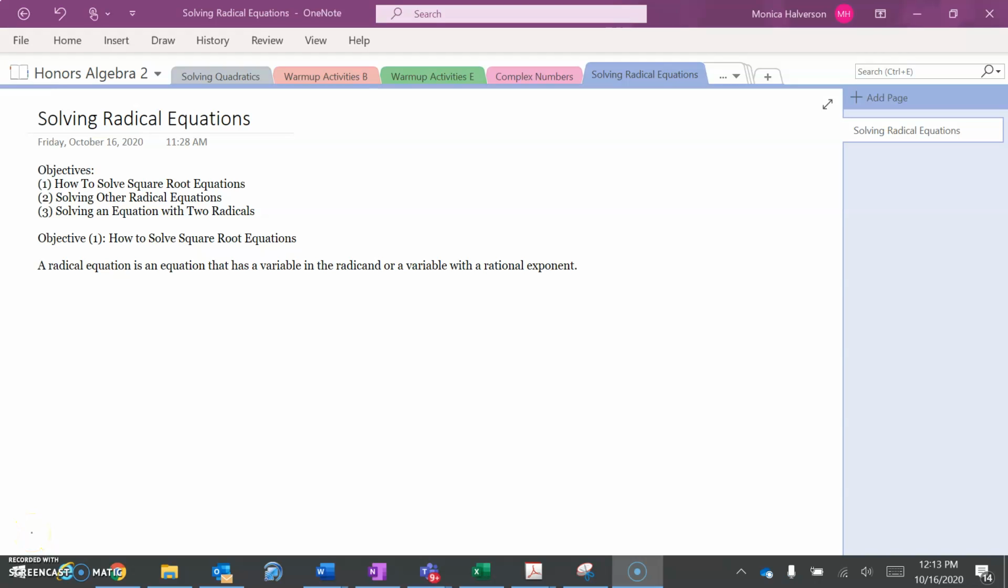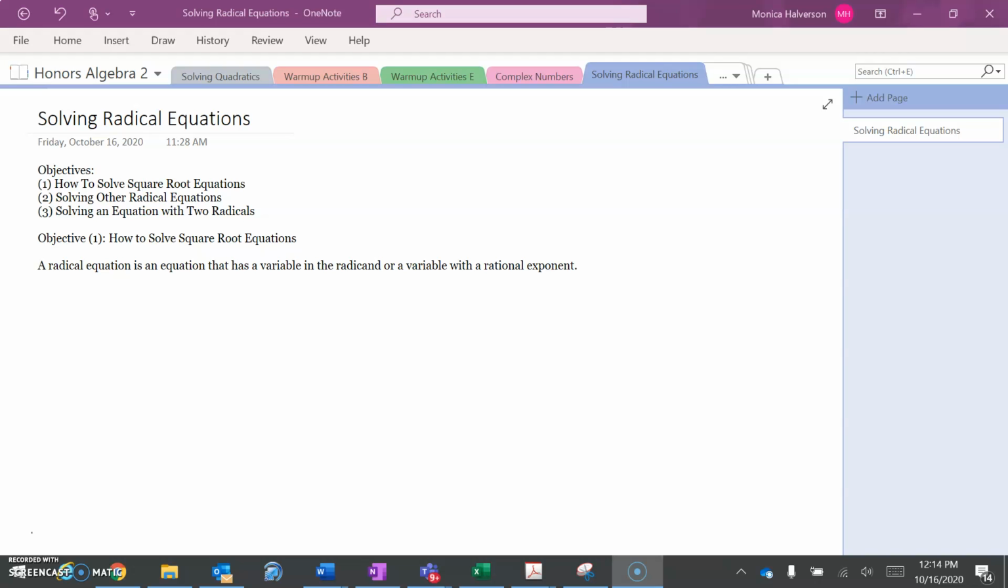Today we're going to be discussing how to solve radical equations. Everything we've done in the previous sections has focused on radical expressions where there was no equation sign. But now we're going to talk about how to solve radical equations. And we're going to focus on solving square root equations, solving other radical equations, and solving an equation with two radicals. So the first thing we're going to look at is how to solve square root equations.